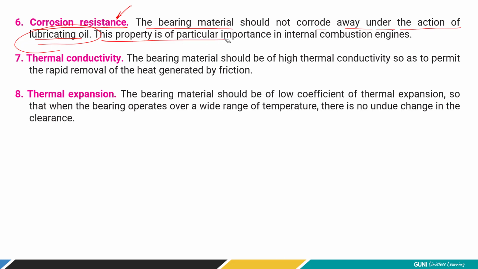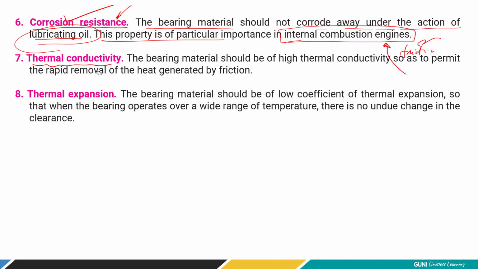So this property is of particular importance in an internal combustion engine, very important, because inside the engine you have to lubricate the shaft and bearing to minimize the friction and hence the power loss, right? So lubricating oil is always in direct contact with the bearing material. So bearing material should not react and develop any kind of corrosion.